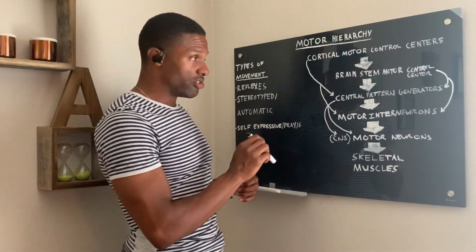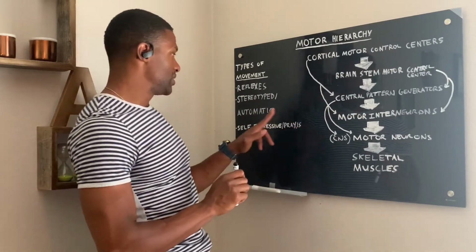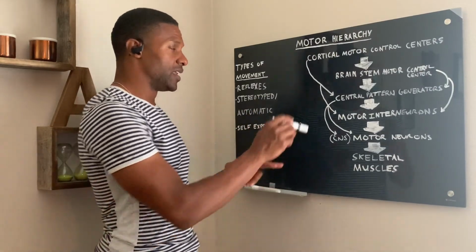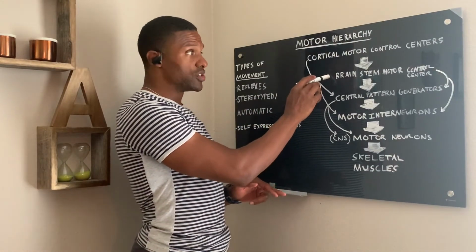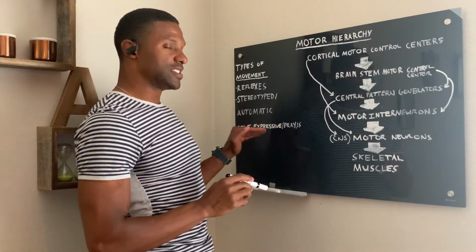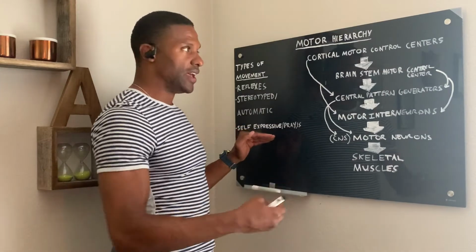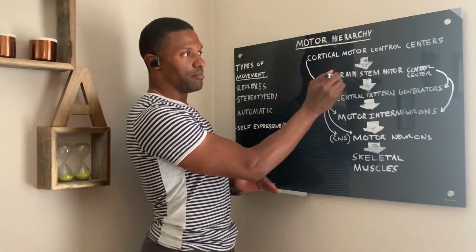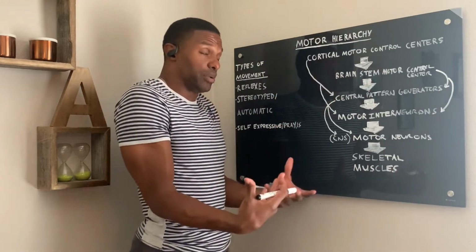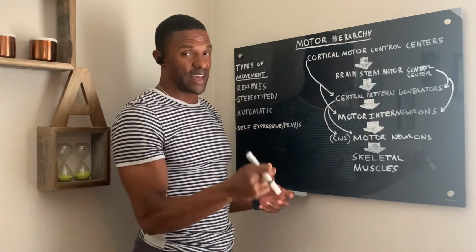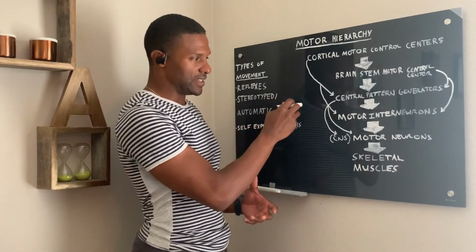Central pattern generators, those plastic type circuits, support stereotyped and automatic movements. The brainstem motor control center and the cortical motor control centers are involved in those self-expressive volitional type movements. And the brainstem motor control centers deal with complex movement. The cortical motor control centers really deal with action, movement that has context.